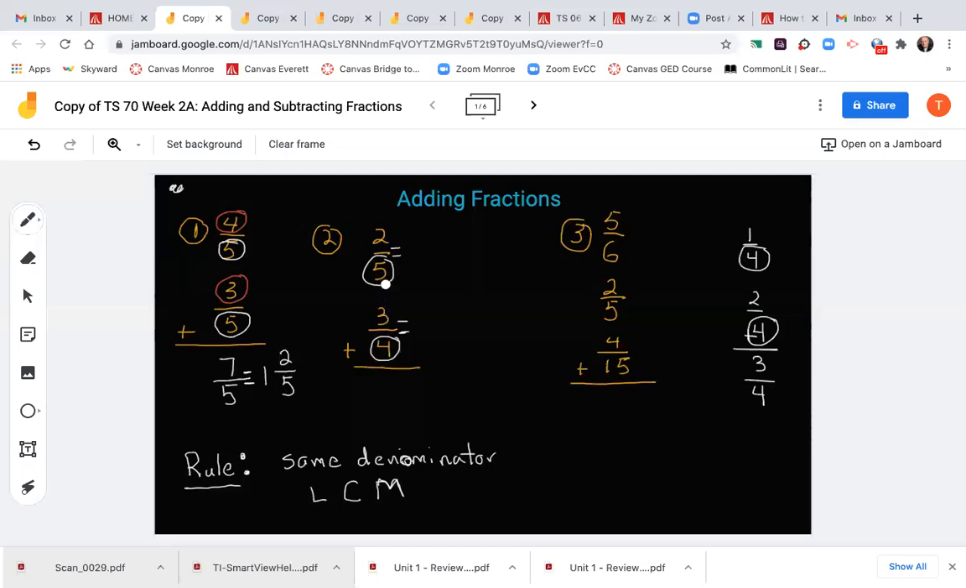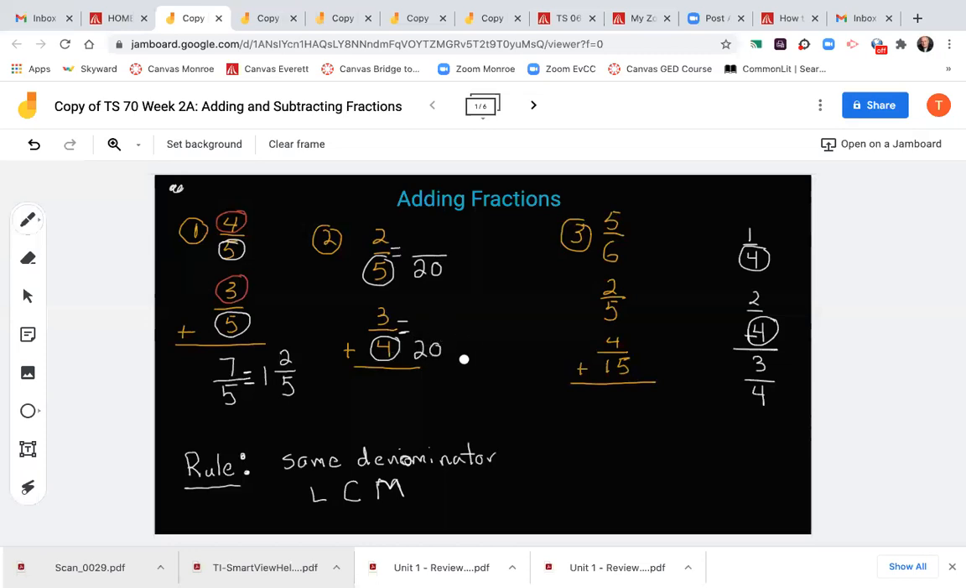I happen to know that 4 doesn't go into 5. If I double 5 to 10, 4 doesn't go into 10. If I triple it, 5 times 3 is 15. 4 doesn't go into 15 cleanly, but 4 goes into 20 and so does 5. So 20 is my lowest common multiple, or lowest common denominator now, okay?